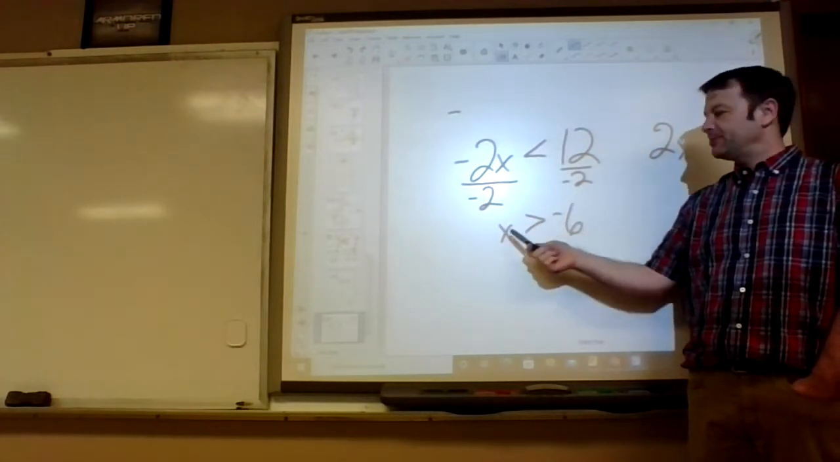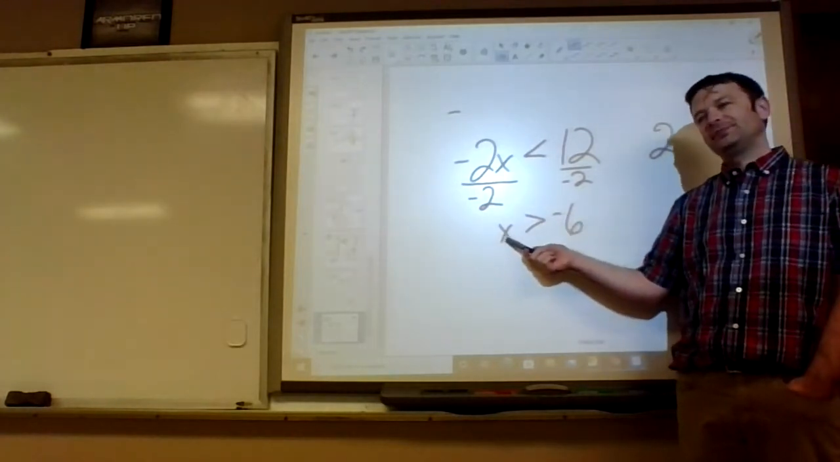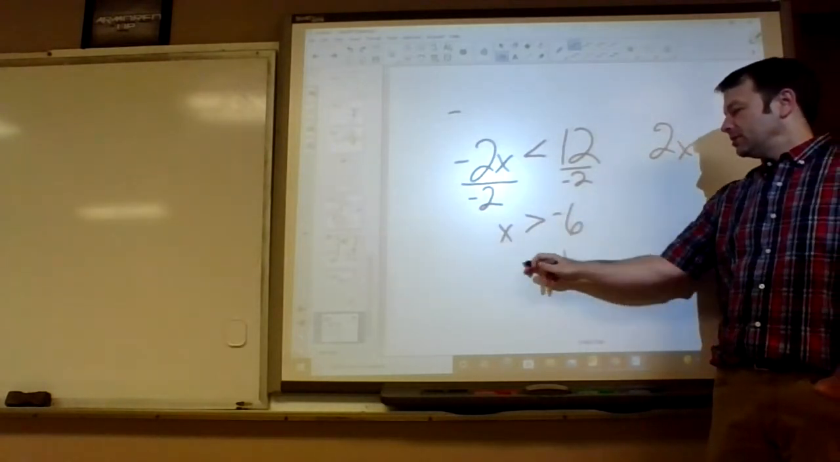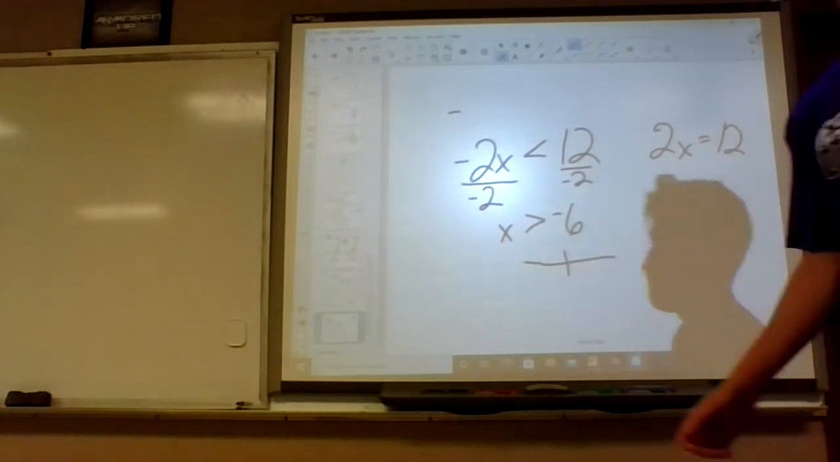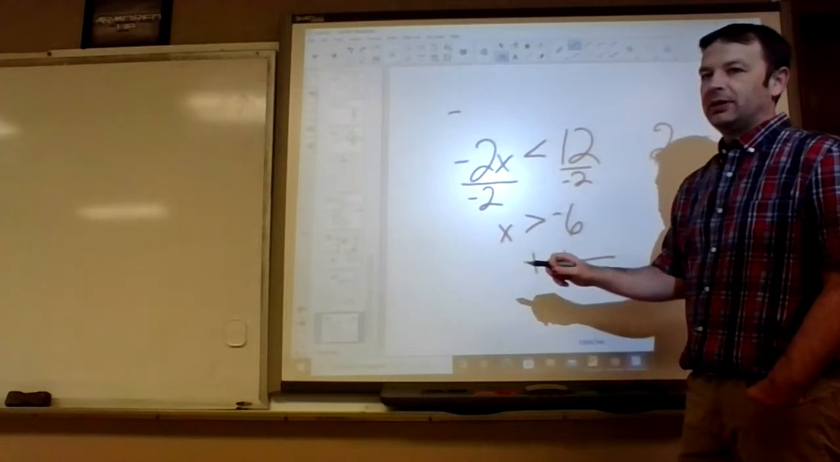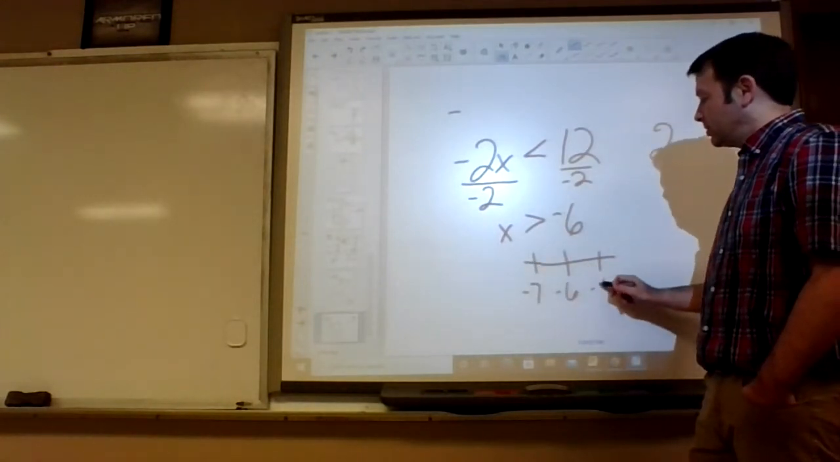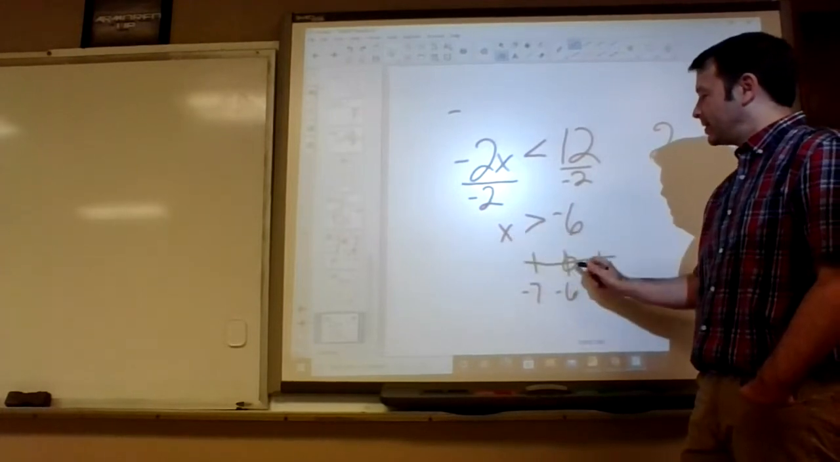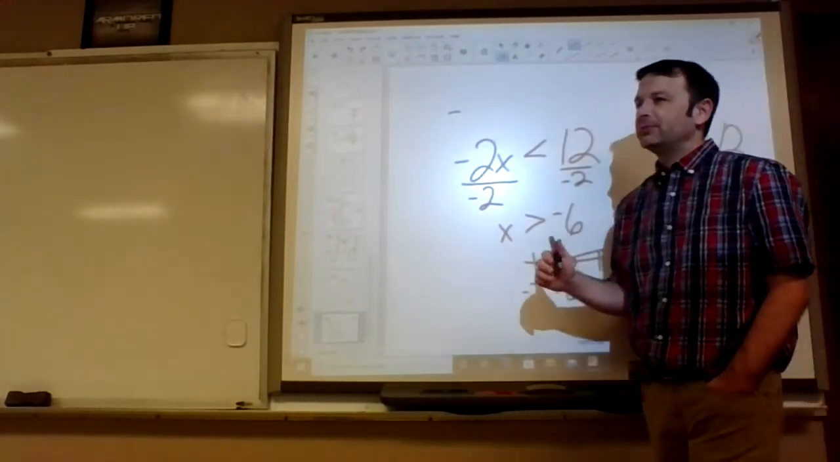You guys remember how we graphed this on Friday? We did an open circle. Open circle at negative 6. X is greater than, that means it's going greater. Anyway, see? Was that hard?